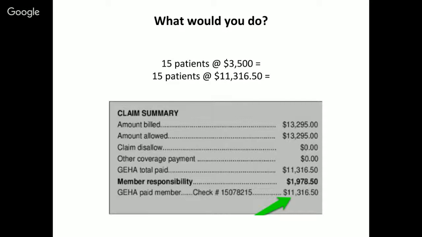Now, what would you do if you made $3,500 off of each patient for 15 patients every month? Imagine what kind of revenue that could do for you. What would you do with it? That's the question. Now imagine if you had 15 patients and their insurance paid you $11,316.50. By the way, you already saw that EOB. That is a real live payment amount. You cannot expect that from every patient. No. But how many patients like that do you need?